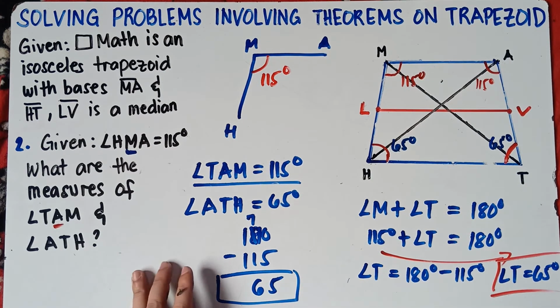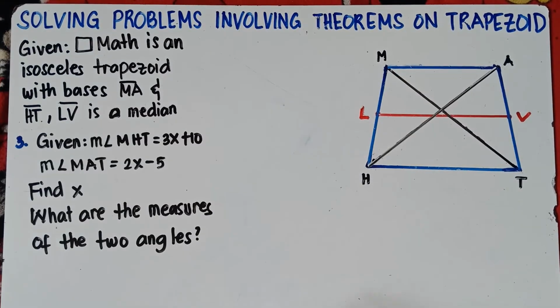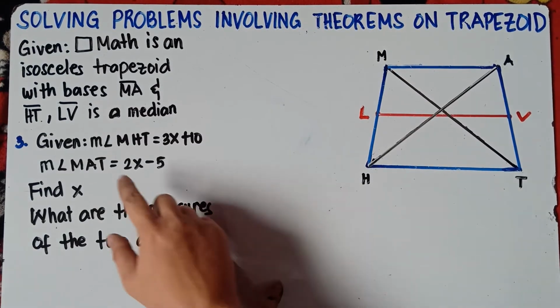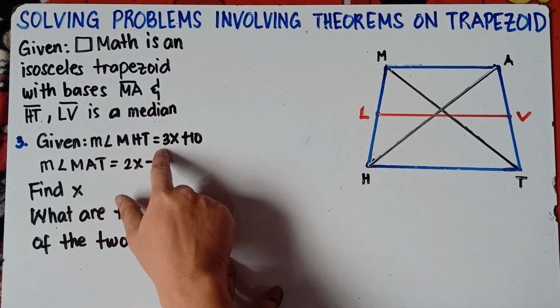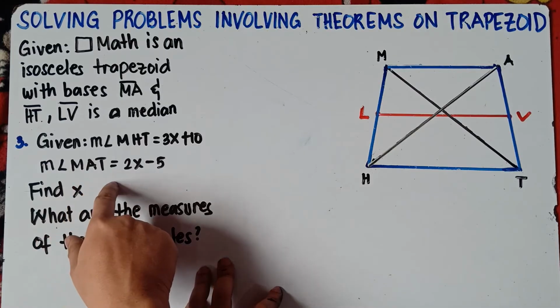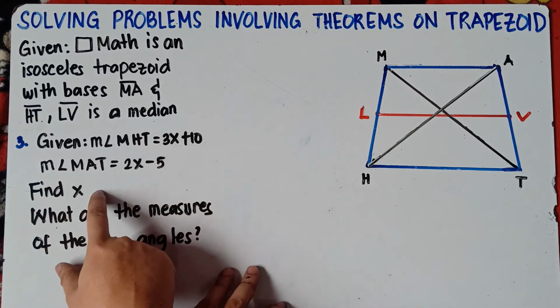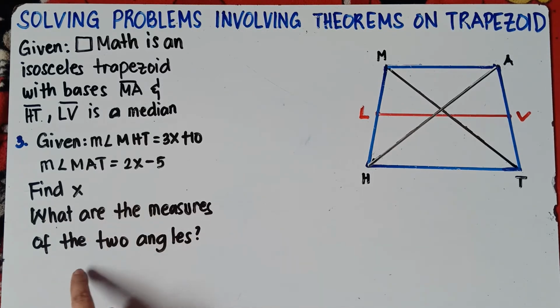So, I hope you're still with me, class, for this one. Let's try number 3, class. Alright, so let's proceed now to number 3. Given the measure of angle MHT is equal to 3x plus 10, and the measure of angle MAT is equal to 2x minus 5. You're told to find x and the measures of the two angles.